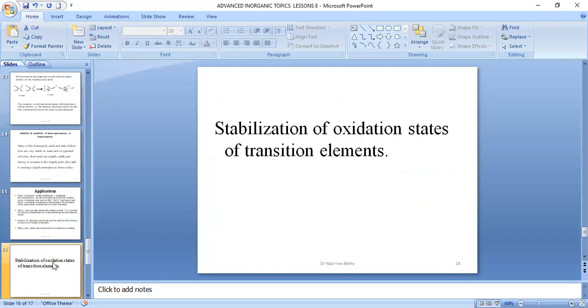Next time, we are going to look at stabilization of oxidation states of transition elements or transition metal elements.